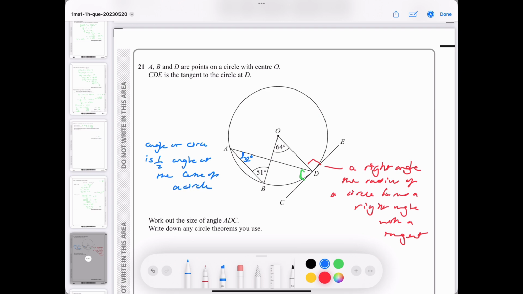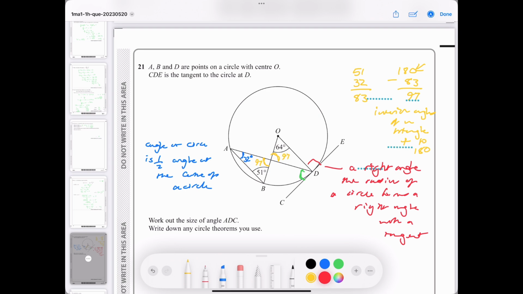Which means we know what this one is, don't we? This one here and this one here are going to be the same, and it's going to be 51 plus 32, which is 83. 180 minus 83 is 97, and we know it's 180 because the angles of a triangle sum to 180. So that gives us 97, that gives that 97.